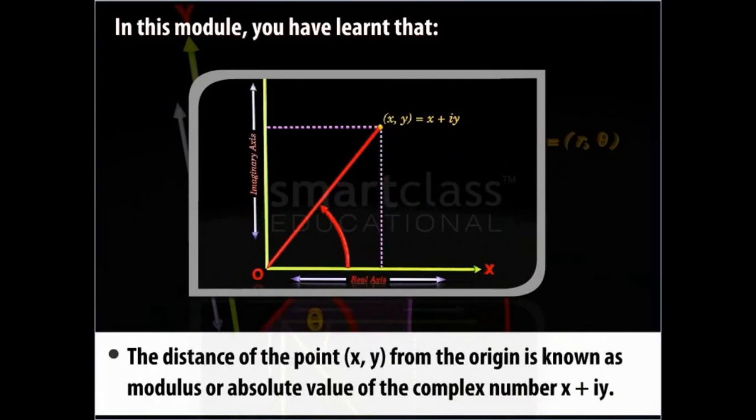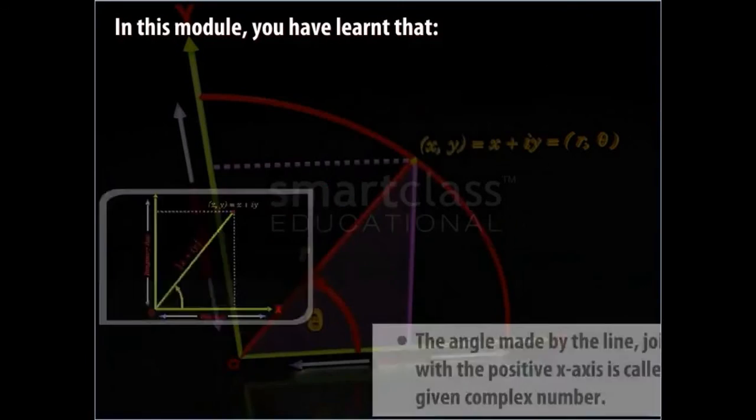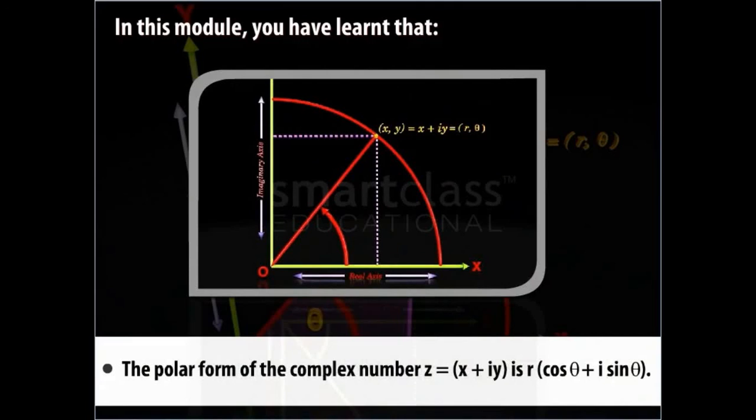The distance of the point x, y from the origin is known as modulus or absolute value of the complex number x plus iota y. The angle made by the line joining the point x, y to the origin with the positive x-axis is called argument or amplitude of the given complex number. The polar form of the complex number z equal to x plus iota y is r into cos theta plus iota sin theta whole.